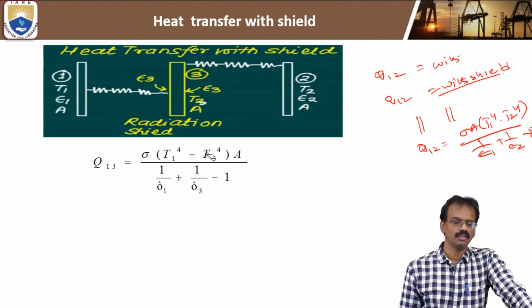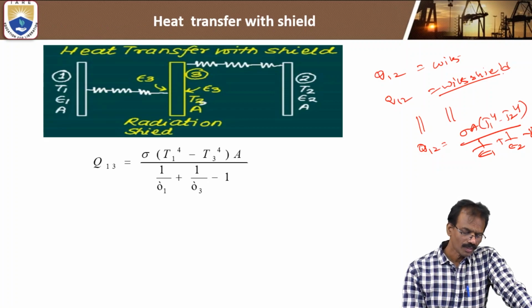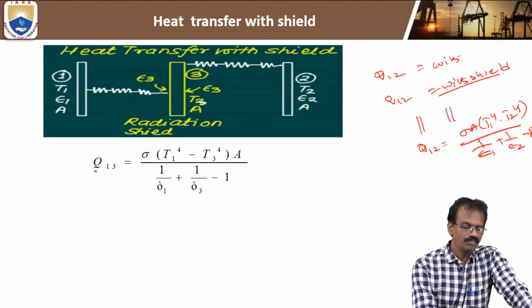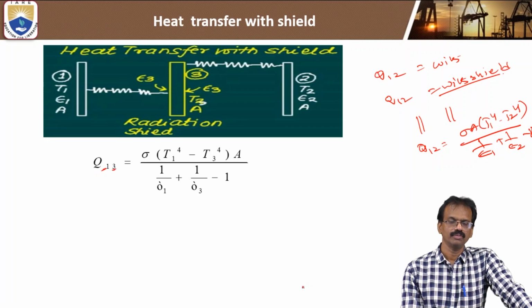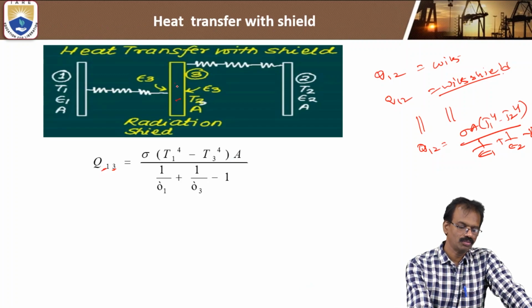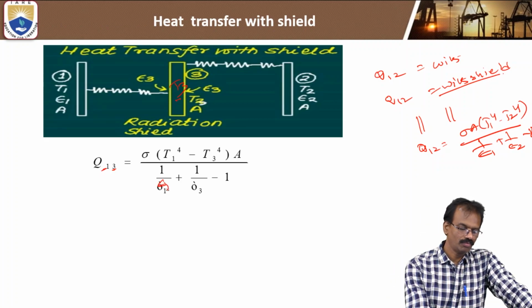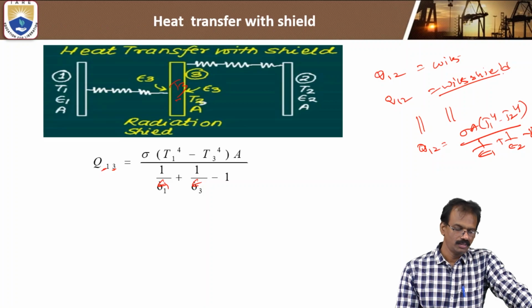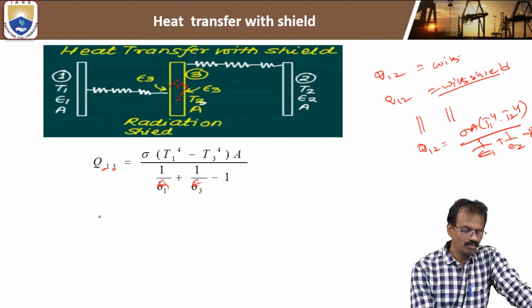First of all, we consider the radiation heat transfer between surface 1 and surface 3. We know the formula for two surfaces. The rate of heat transfer from surface 1 to surface 3 is sigma A into (T1 to the power of 4 minus T3 to the power of 4), where the shield temperature is T3, divided by (1 by epsilon 1 plus 1 by epsilon 3 minus 1). This is the formula. Similarly, for the heat transfer between the shield and surface 2, we can write like this.